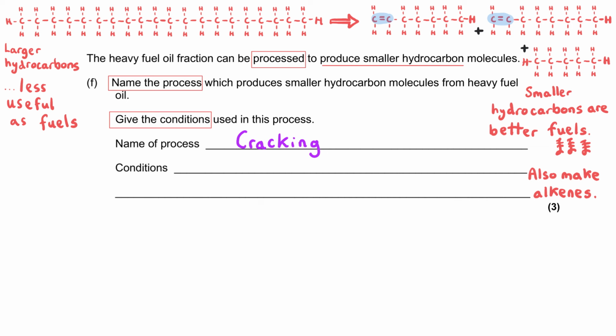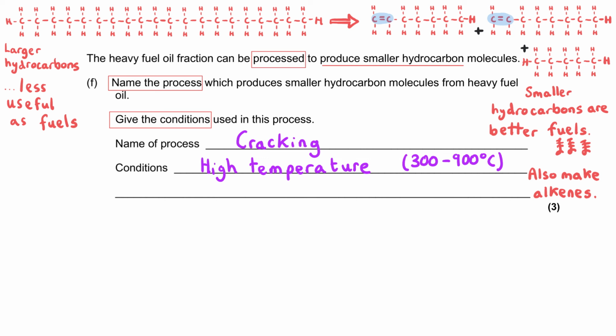To carry out the cracking process, there are two crucial conditions. Firstly, we need to use a high temperature. It's really important that you say high temperature. You don't say hot or heat or something like that. I would probably avoid mentioning a specific temperature, just in case you say something slightly outside the range that they will accept. High temperature is absolutely fine. You don't need to worry about the specifics.